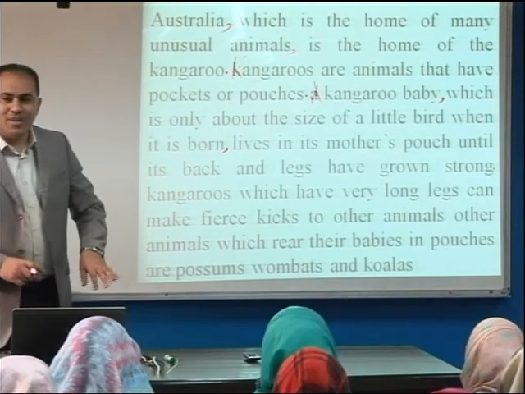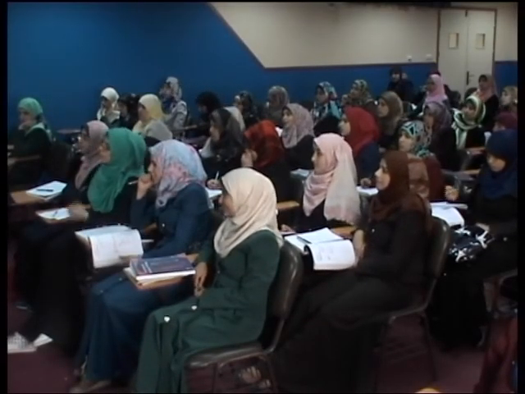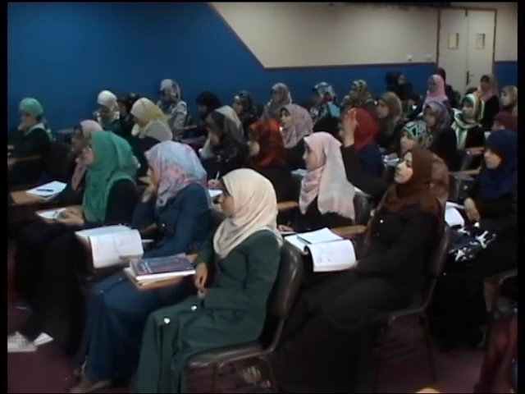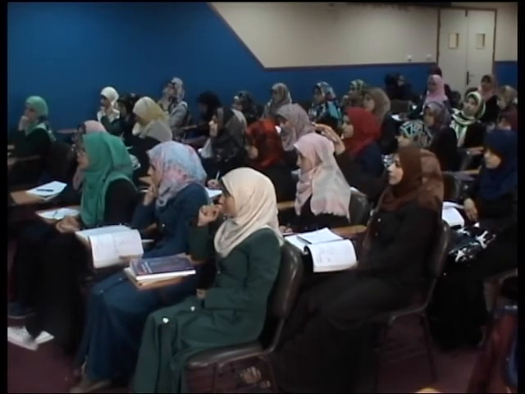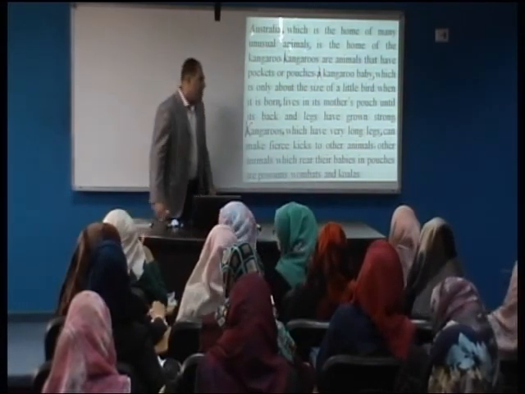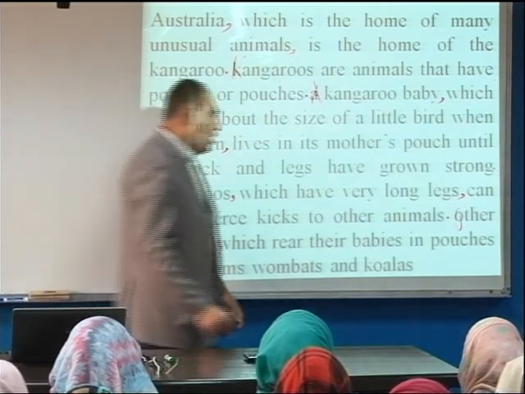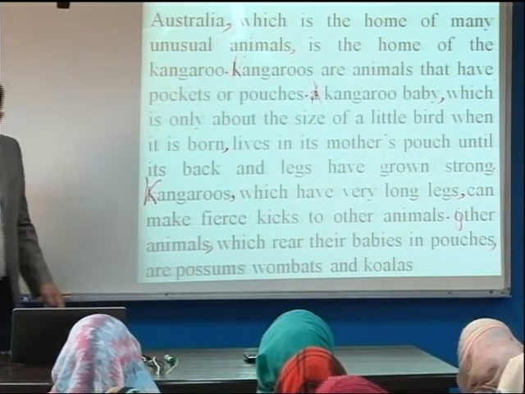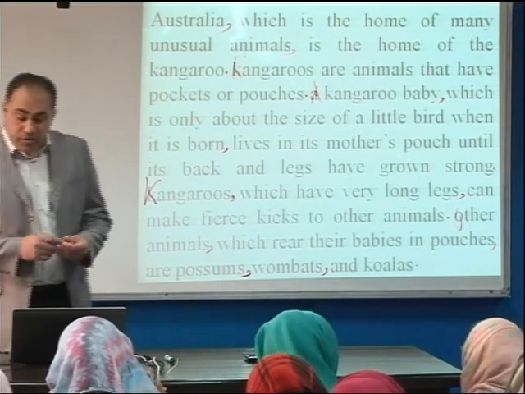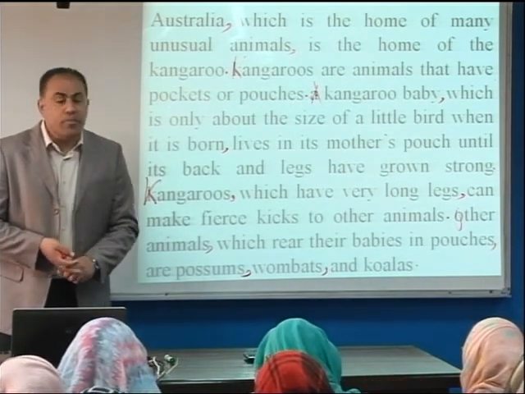Who would like to continue? Yes, please. Kangaroos, comma, which have very long legs, comma, can make fierce kicks to other animals. Full stop. And finally, the last sentence: other animals, comma, which rear their babies in pouches, comma, this is the adjective clause, are possums, comma, wombats, comma, and koalas.